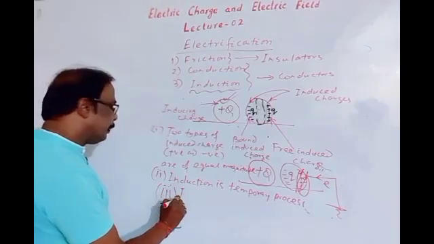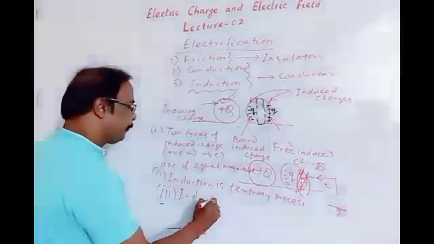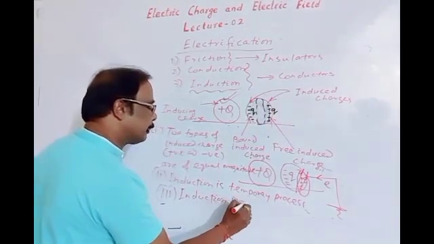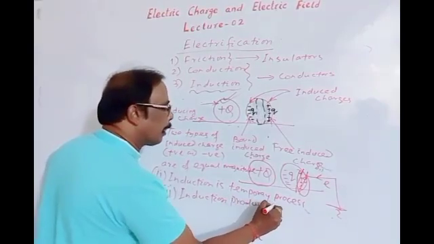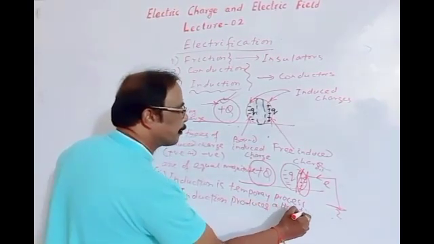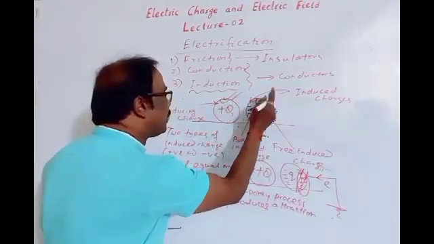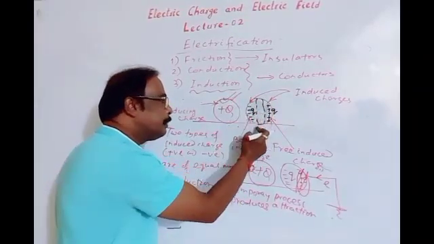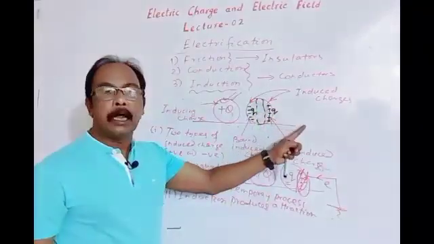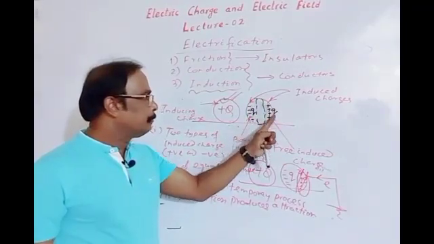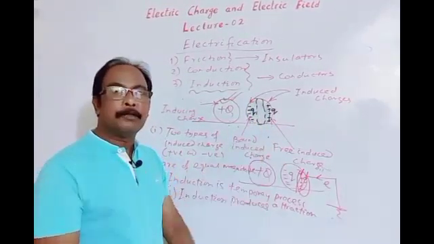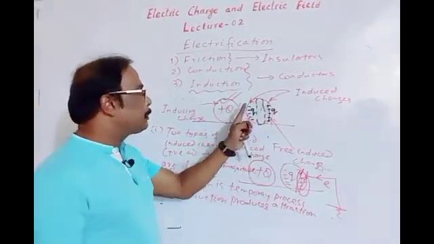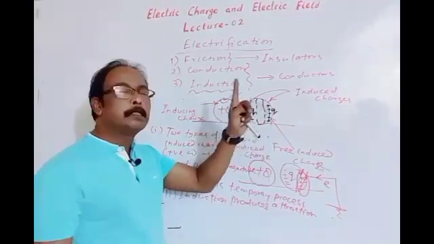Number 3, induction produces attraction between charged and uncharged body. See, this body is now also uncharged because this is not earthed. Total positive is equal to total negative, net charge is 0. Induction produces attraction between charged and uncharged body.